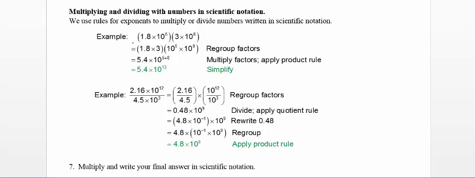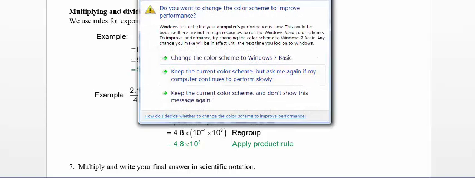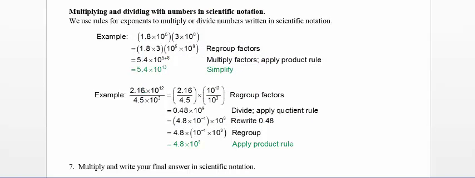So sometimes I want to multiply and divide numbers that are in scientific notation, and I always want to put the final answer in scientific notation. Here are 2 examples, one where I'm multiplying, the other where I'm dividing. So I multiply, in the first example, 1.8 times 3 to give 5.4, and I multiply the powers of 10 and simplify. And notice that turns out automatically to be in scientific notation. So there's nothing else for me to do.